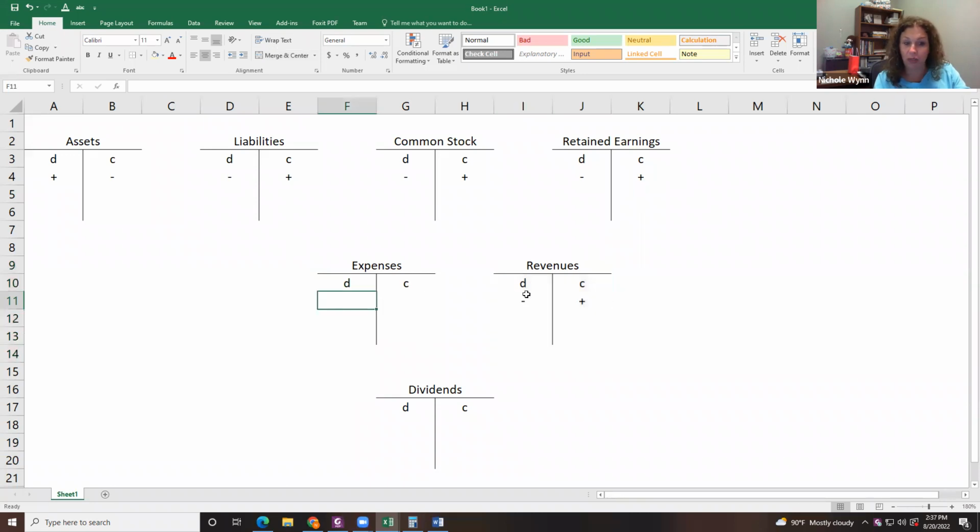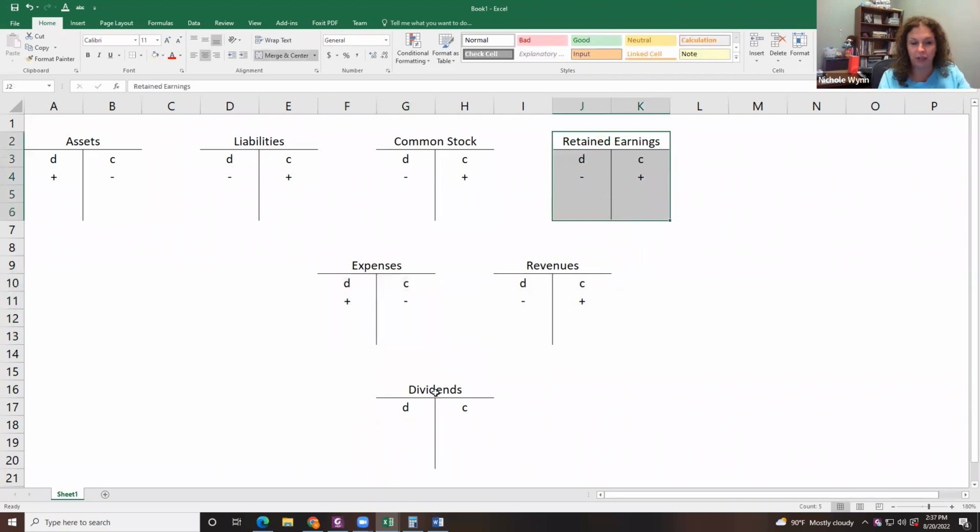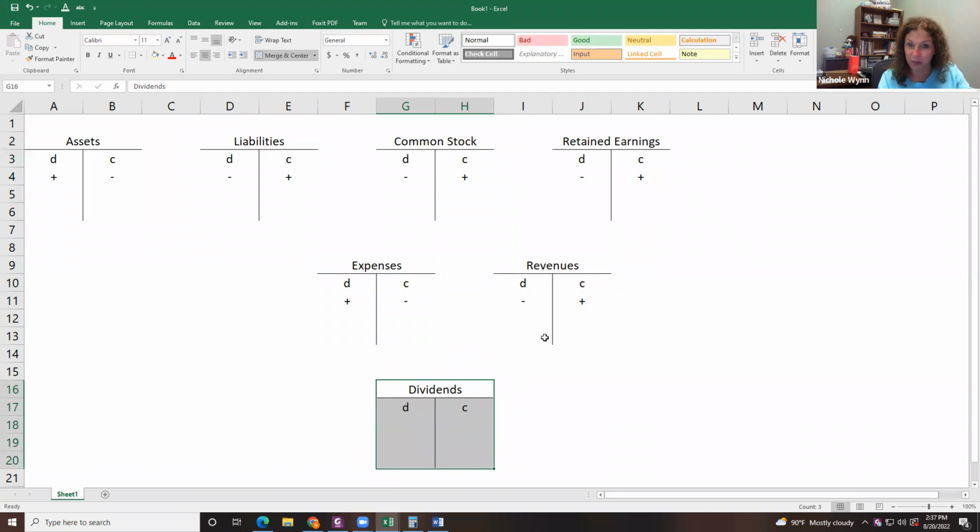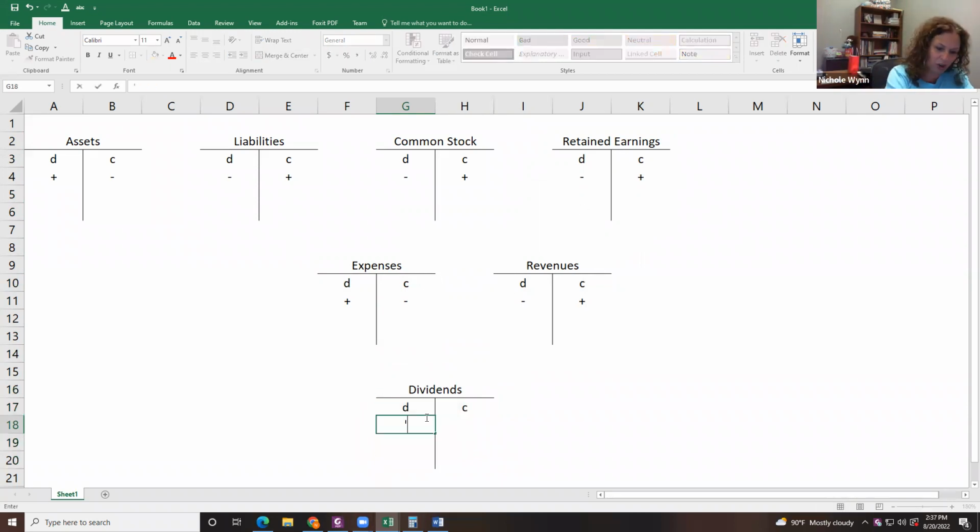But expenses are the opposite of revenues, right? So their plus will be on the debit side. And then, because expenses reduce retained earnings, and so do dividends. Dividends make retained earnings go down because we do beginning retained earnings plus net income minus dividends. So the plus for dividends is also on the debit side.